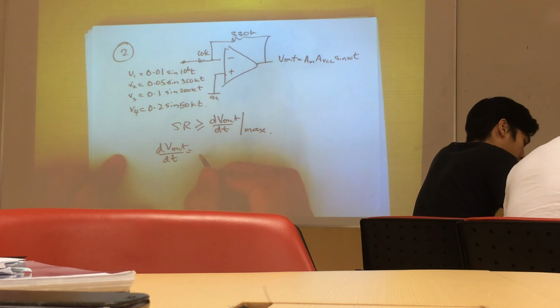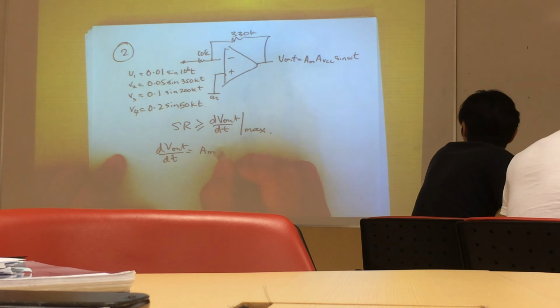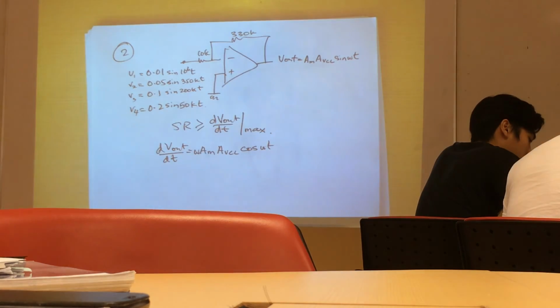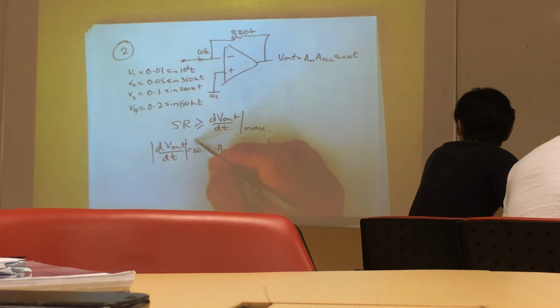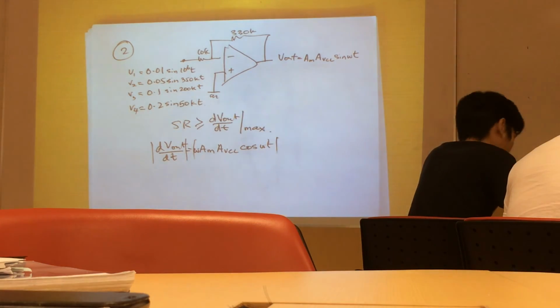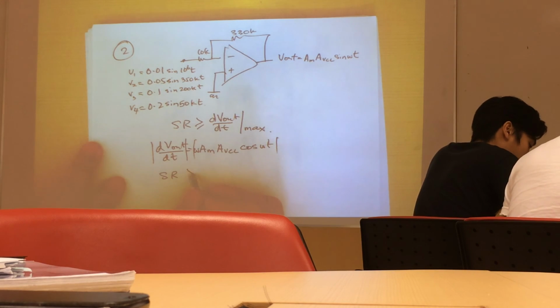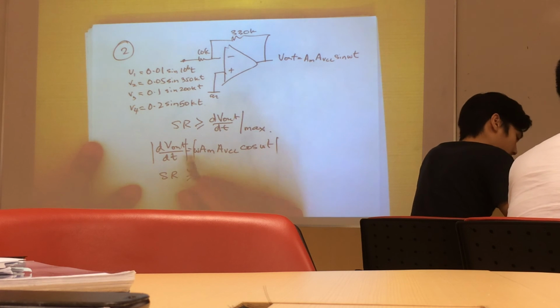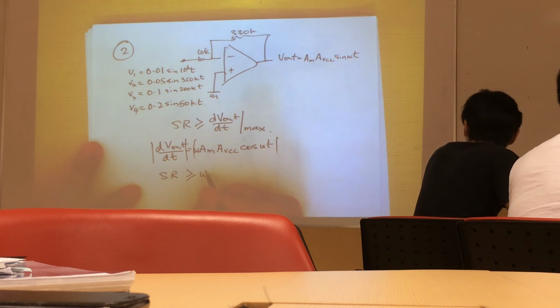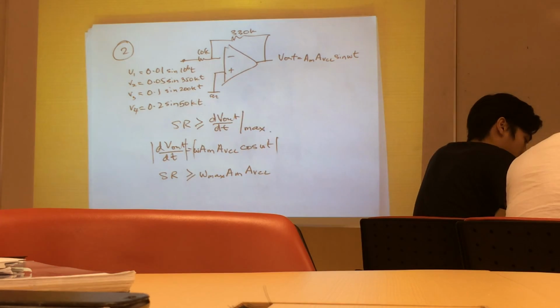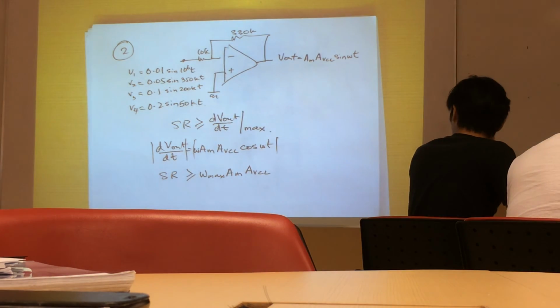dV out/dt will be the amplitude times the closed loop gain, times cos omega t with an omega in front. Forget about the sign, we're not interested in the sign, so I take the magnitude. The slew rate must be greater or equal to the maximum of this. The maximum is when cos omega t becomes 1, times omega max and the closed loop gain. So this is the formula that we end up deriving.